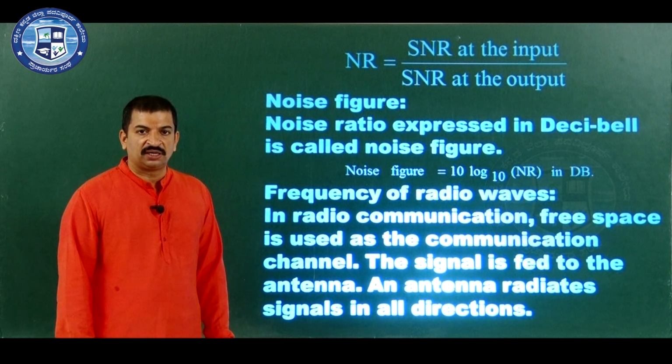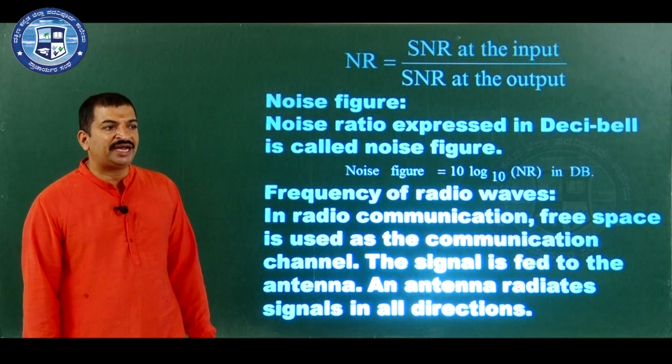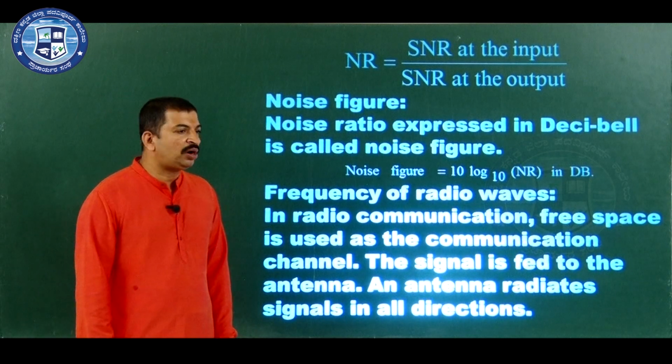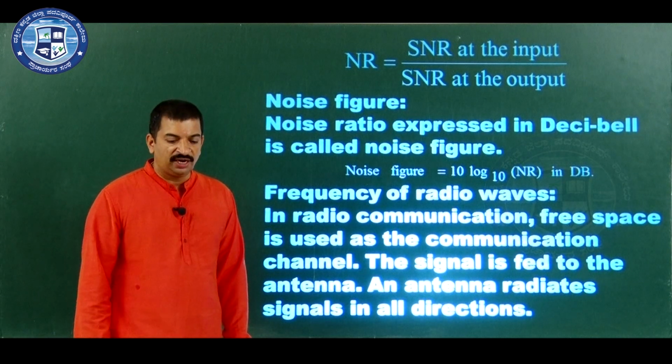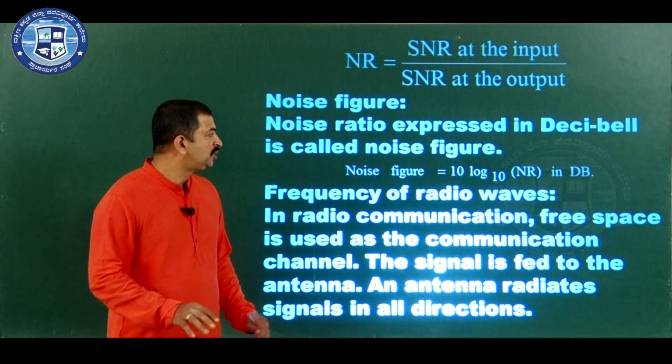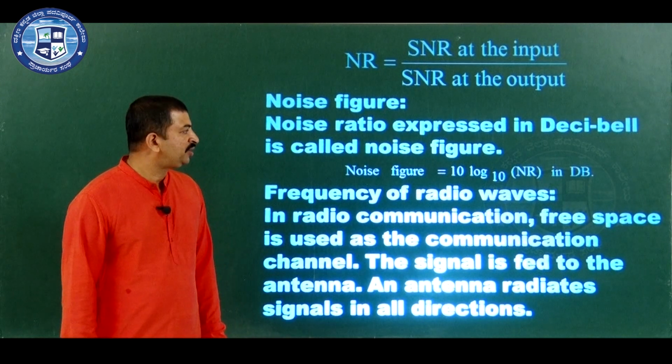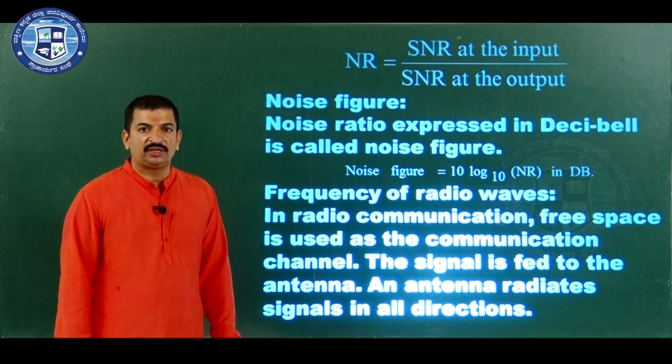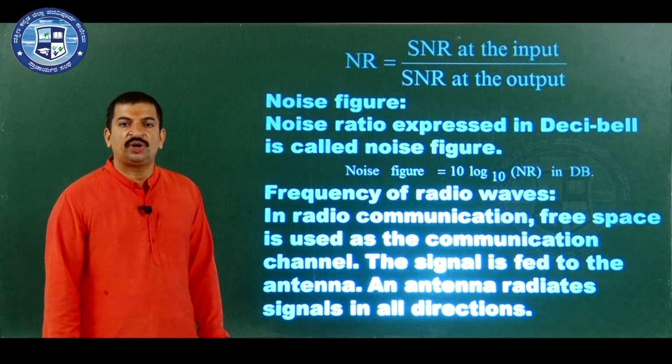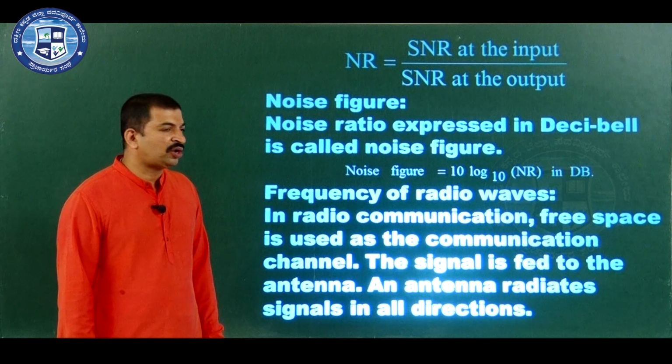Now, what is noise figure? The noise ratio expressed in decibel is called the noise figure. Noise figure is given by the formula 10 log to the base 10 NR in dB. 10 log to the base 10 noise ratio in decibel is called the noise figure.